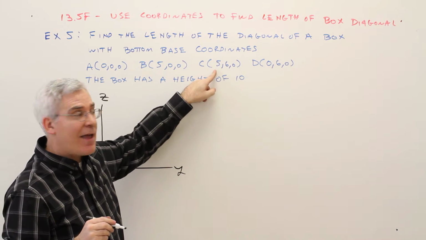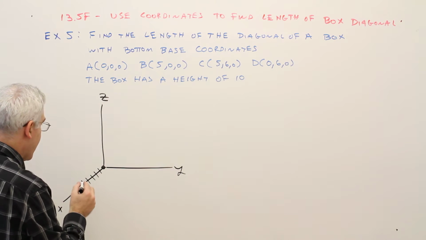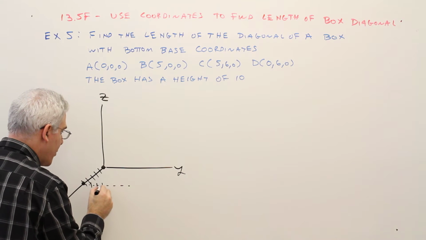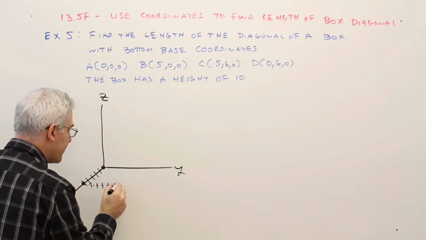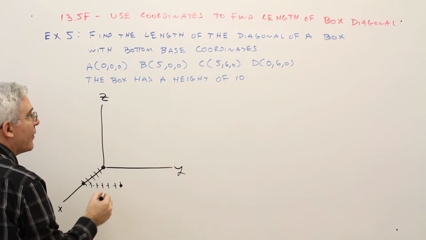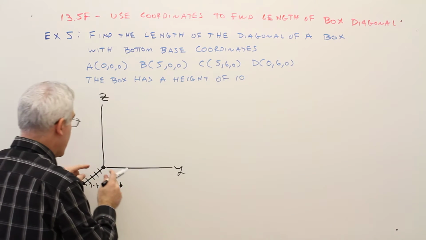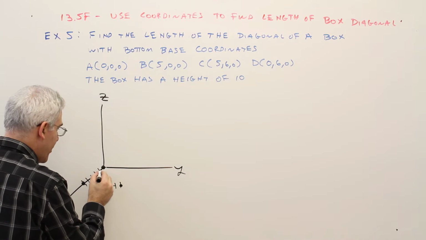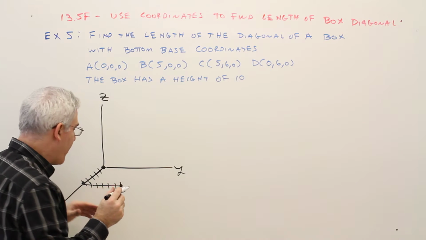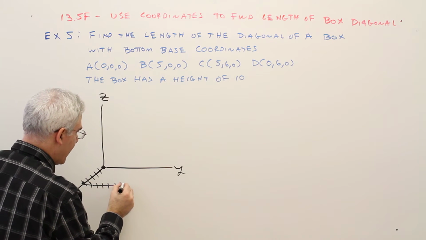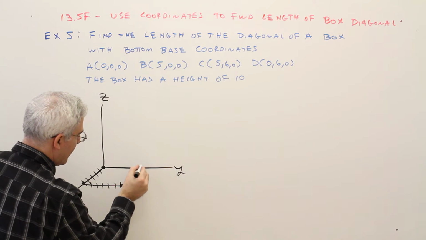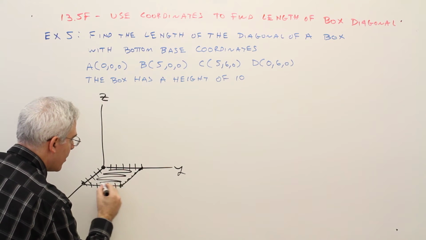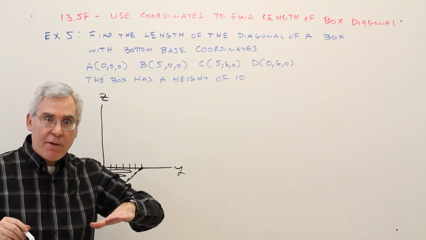Then point C is 5, 6, 0. So 5, then what I want to do is go 6 units across. 1, 2, 3, 4, 5, 6. So that's 5 and then 6. And then D is 0, 6, 0. Don't go anything along here, just go 6 units that way. It should form a parallelogram, so I'm going to make it so that it looks right. So it should be over there. 1, 2, 3, 4, 5, 6. Okay, so that's the base of my box.